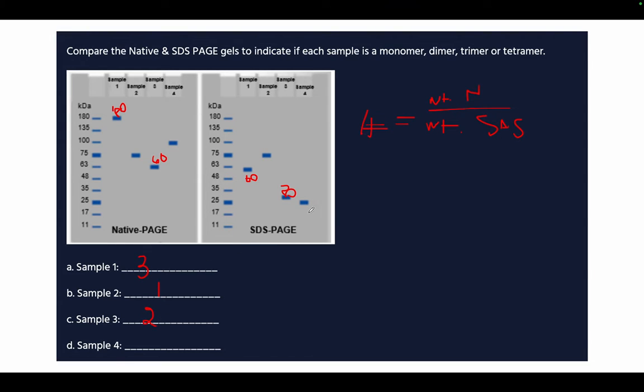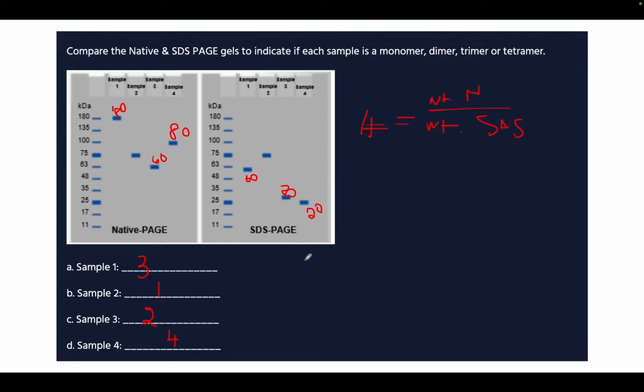Same way, considering sample 4, let's say this is 20 and this is 80. 80 by 20 is 4. So this is a tetramer. So this is a very easy way to get an idea of how many subunits there are in any given protein. Just run it on an SDS PAGE and a native PAGE.